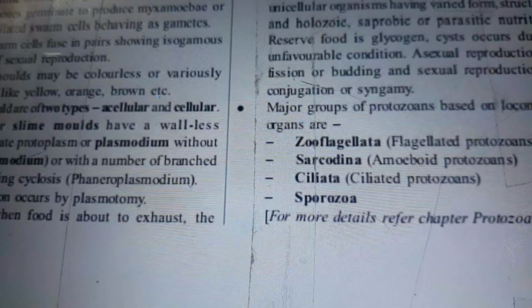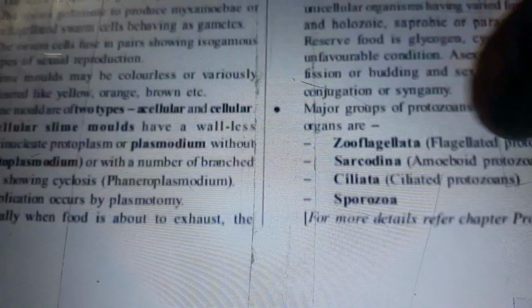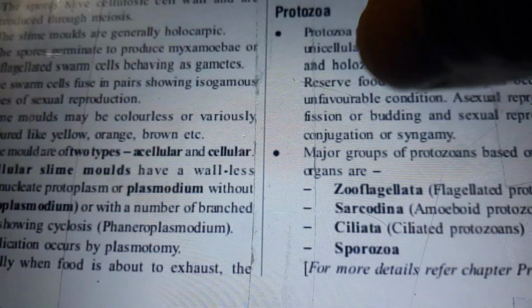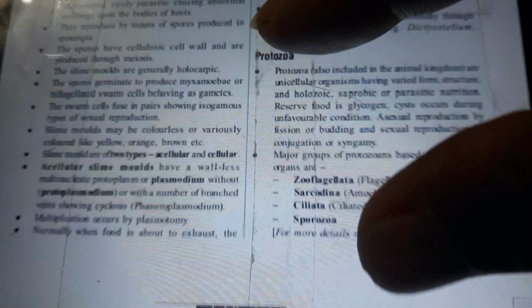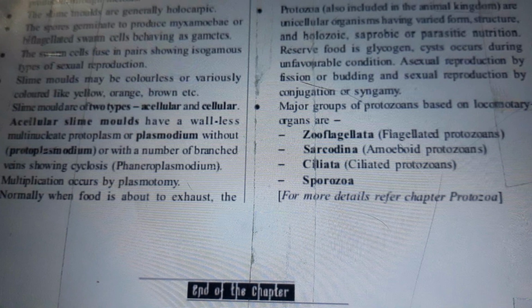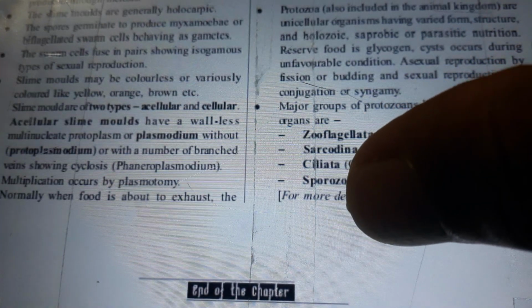The spores germinate to produce myxamoebae, or biflagellated swarm cells behaving as gametes. The swarm cells fuse in pairs, showing isogamous type of reproduction. Slime molds may be colorless or variously colored, like yellow, orange, brown, etc.